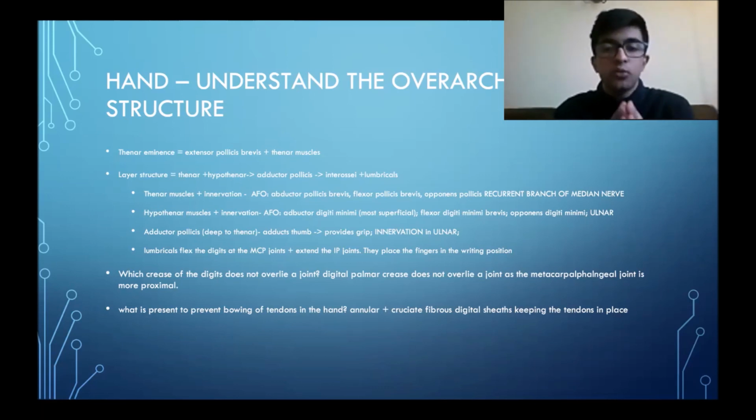You have structural sheaths that keep the tendons in place, and these are the annular and cruciate fibrous digital sheaths that prevent bowing of tendons in the hand. Next slide, please.